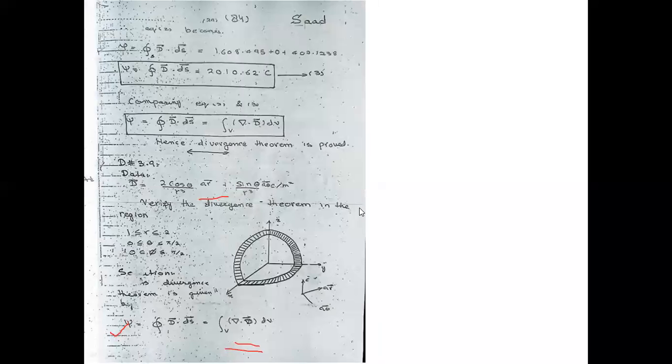Now for a_theta, there is no d phi portion, as I told you in advance. So for this, no need to find the phi plane.